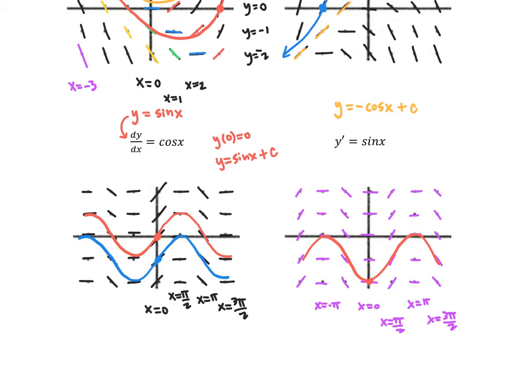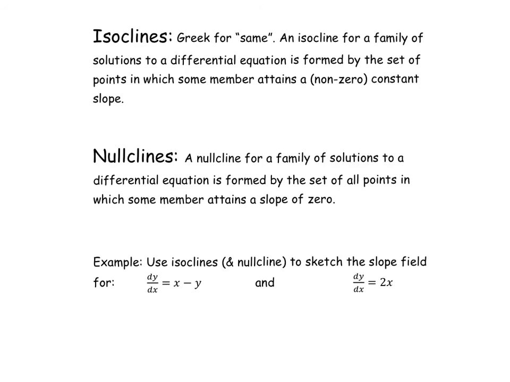Now, if I would have centered it on the origin, right, or had the typical max and min values at negative 1 and 1, we would see that that would be a reflection of cosine. Okay, so that's how you can visualize a family of solutions for a differential equation using a slope field. Let's continue on the next slide with a few examples.